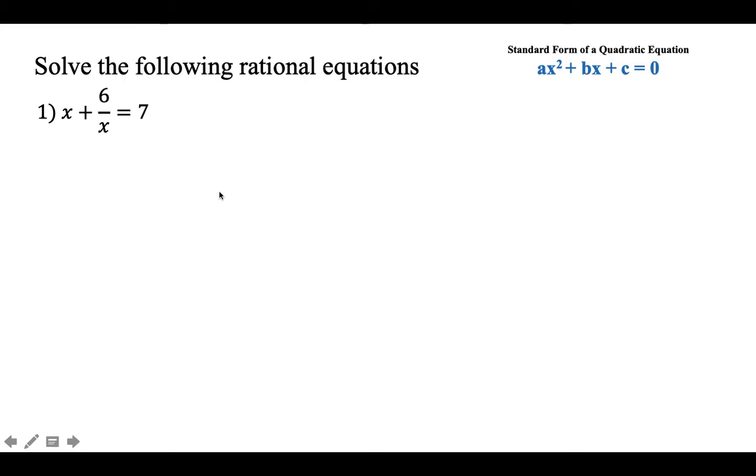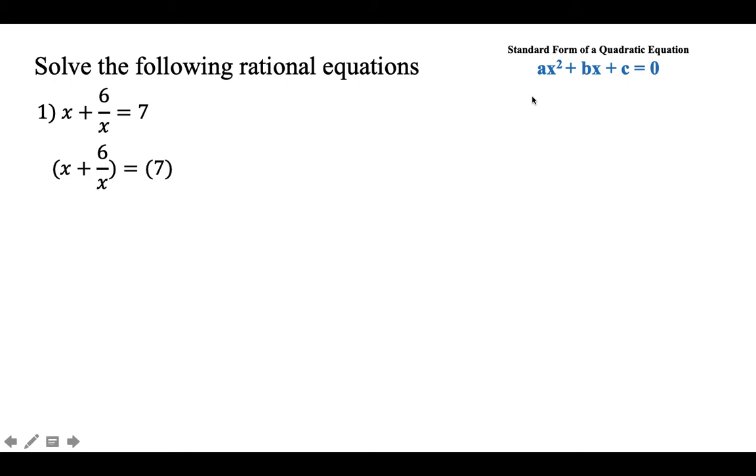Okay, so take this given: x plus 6 over x is equal to 7. This is an example of a rational algebraic equation because it has a denominator, or one of its terms is a fraction. So how are we going to solve this? The idea is we will just transform this into this form.